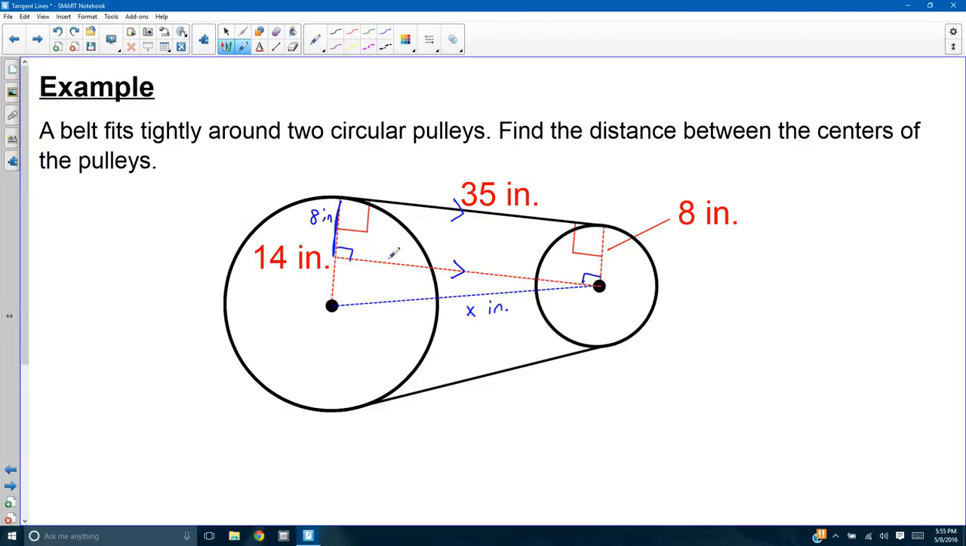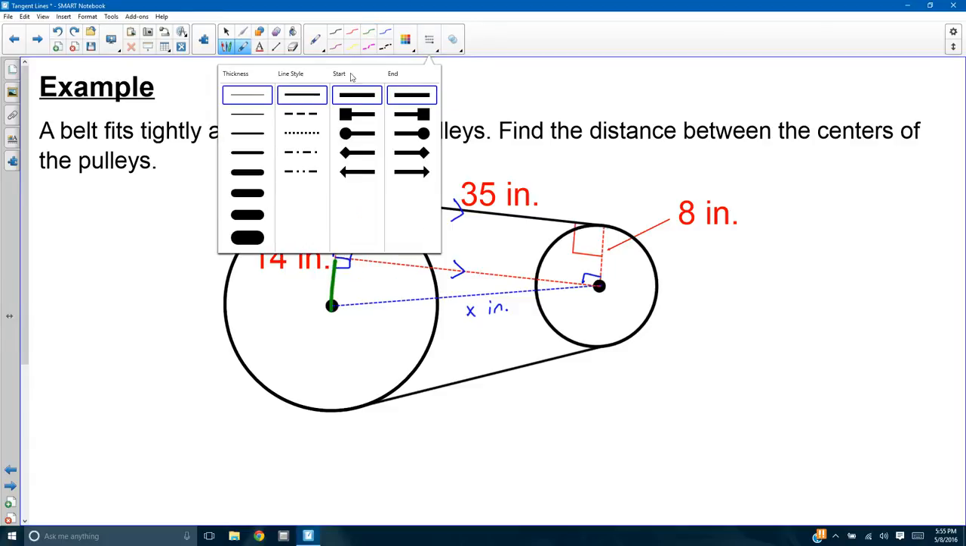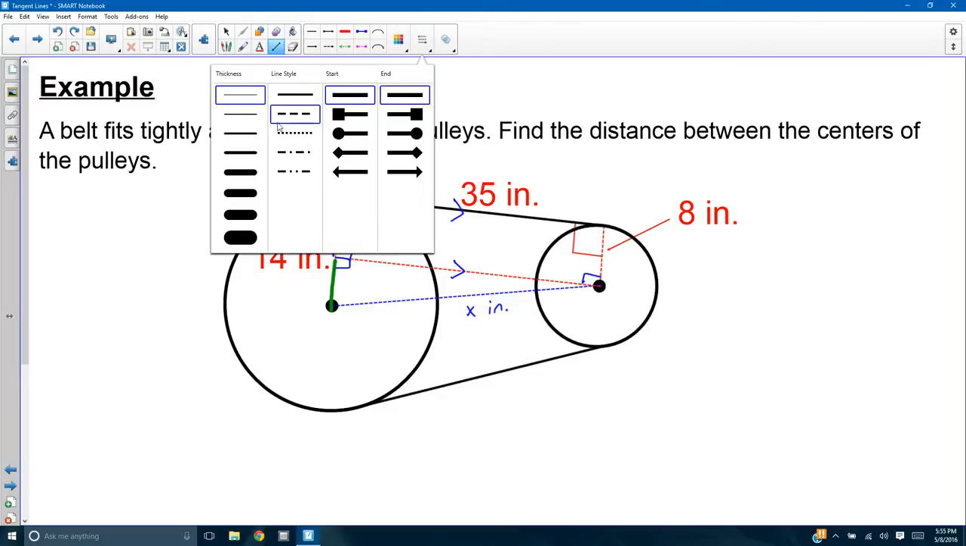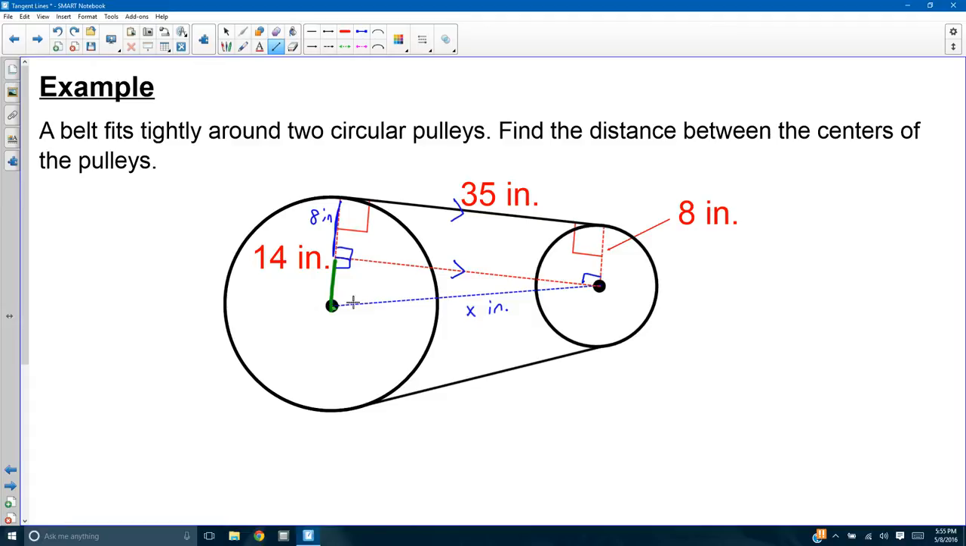And how does this help? Well, I know that this is a right angle, and these linear pairs make this also 90 degrees. Therefore, I have a right triangle, and I do know two of the lengths. Let me make this a little darker here for you. Okay. Like that.